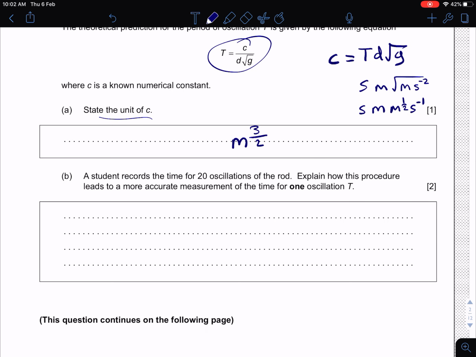A student records the time for 20 oscillations. How does this lead to a more accurate measurement of the time for one oscillation? Well, first of all, your absolute uncertainty is going to be the same.